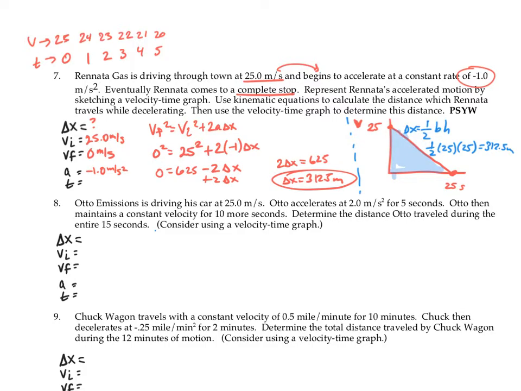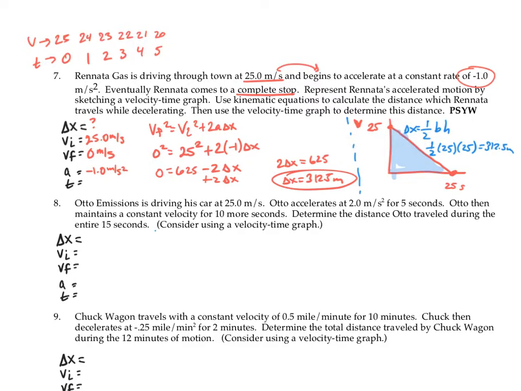Otto Emissions is driving his car at 25 meters per second. Otto accelerates at 2 meters per second squared for 5 seconds. Otto then maintains a constant velocity for 10 more seconds. Determine the distance Otto traveled during the entire 15 seconds. So, this is one of the problems that has actually two parts to it.